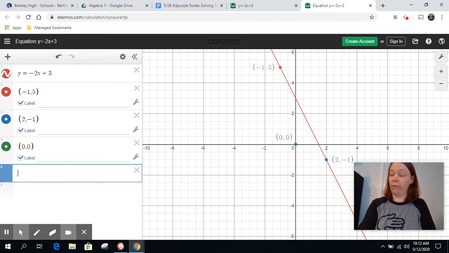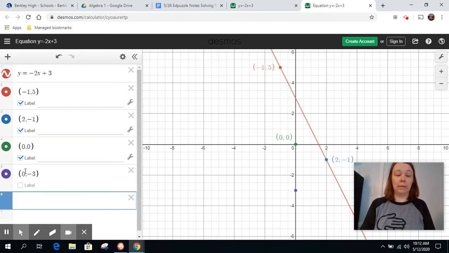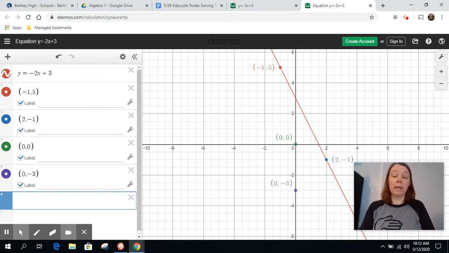And let's put in that fourth point, the (0, -3), and see what happens there. Okay, so again, you should be thinking about that question. What's the difference between the points that are on the line and the points that are not on the line? Hopefully you notice that the points that are on the line were solutions, and the points that aren't on the line are not solutions.